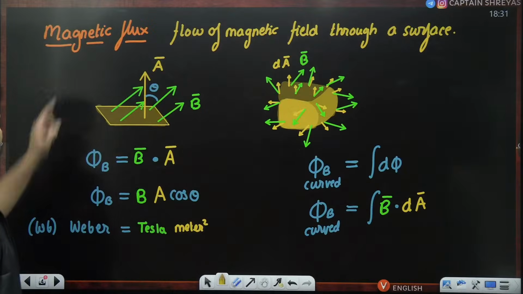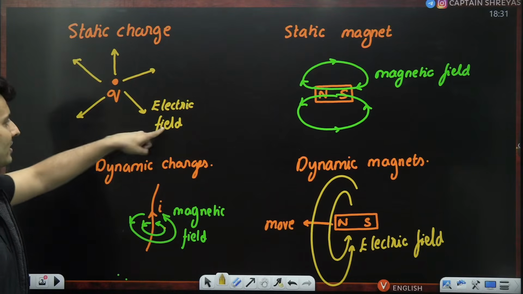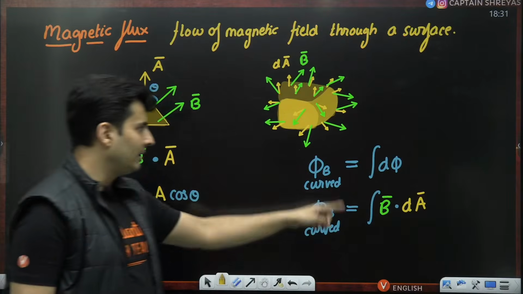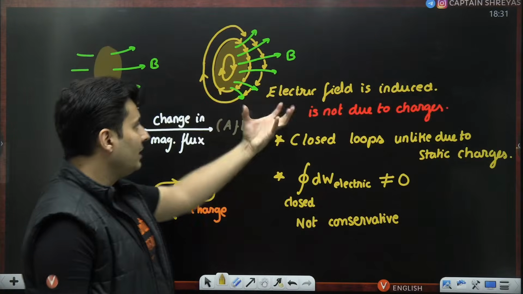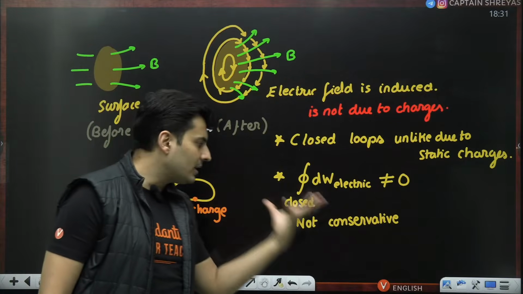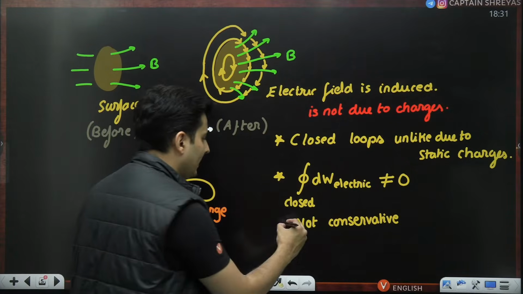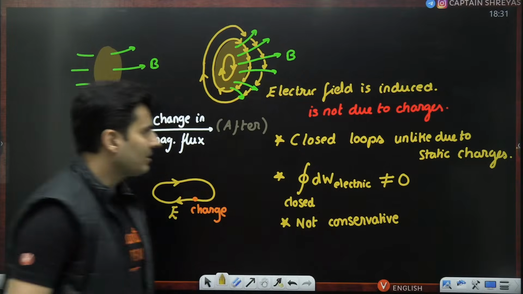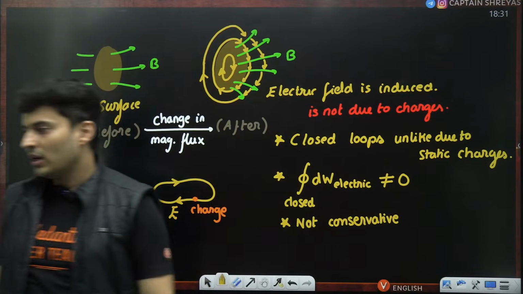Whenever you had stationary charges, yes, the field was conservative, but this field, which is created by induction due to magnetic flux changing, is non-conservative in nature. Is this clear? So it is a very different kind of electric field.